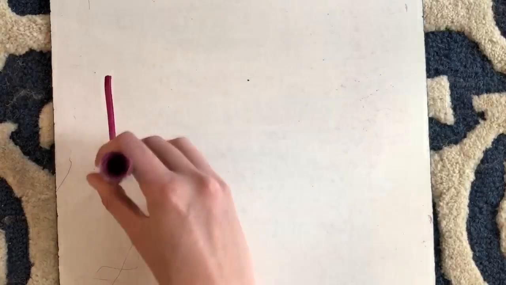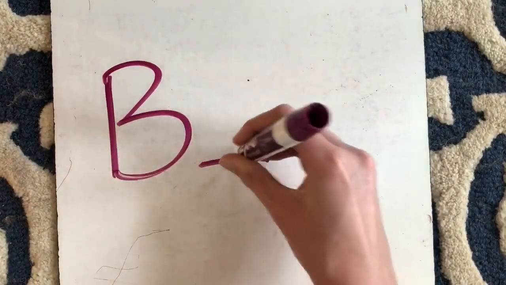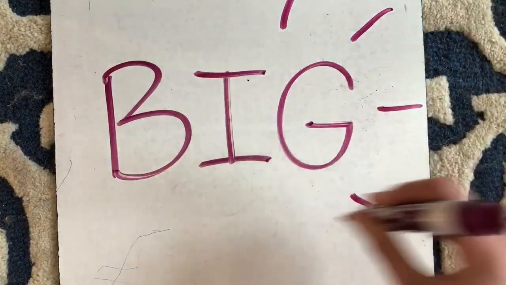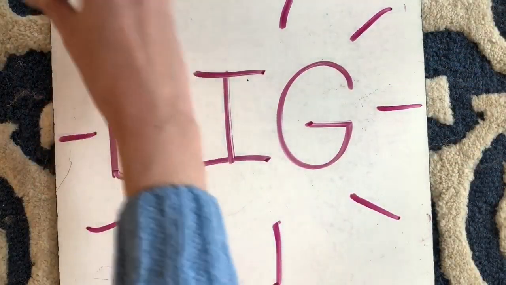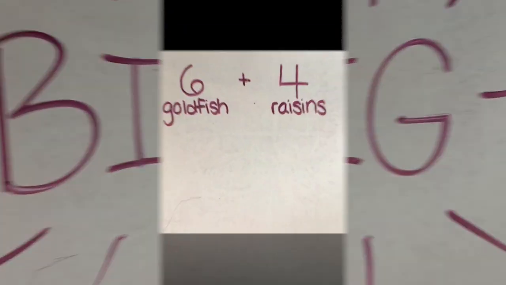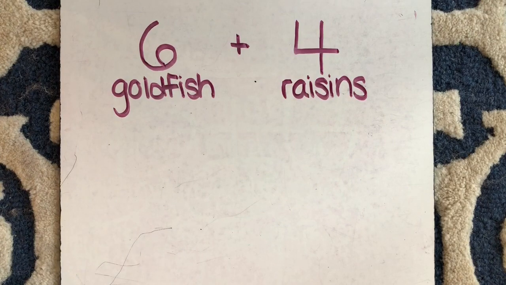Here's a helpful hint. When using this strategy, the first step is to find the big number in the equation. You have to do this before you can add. In these next equations, look to see if you can identify the bigger number. This equation has 6 goldfish plus 4 raisins.